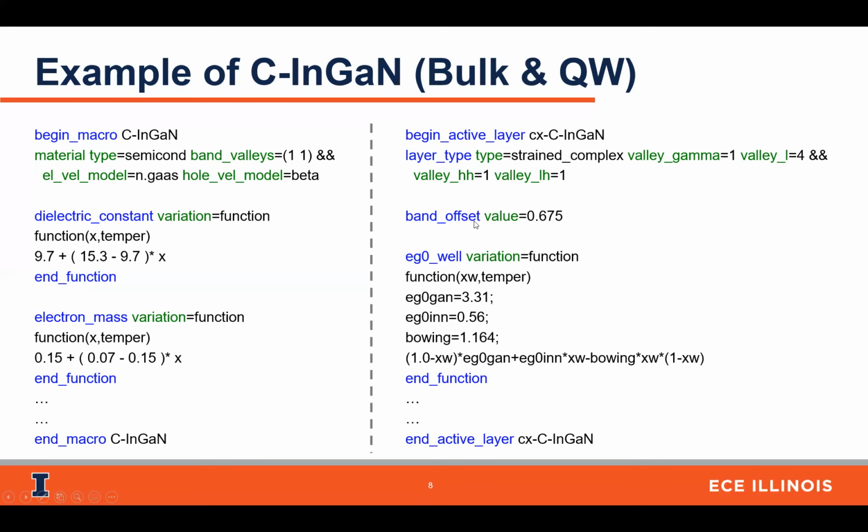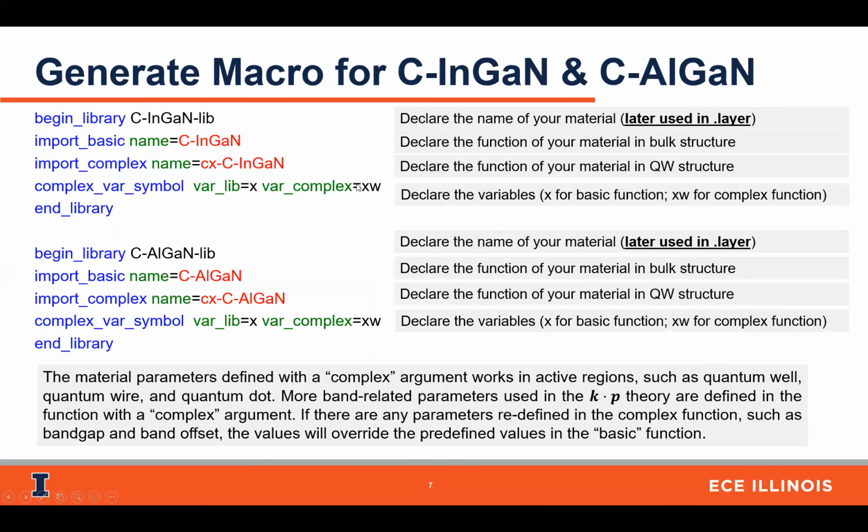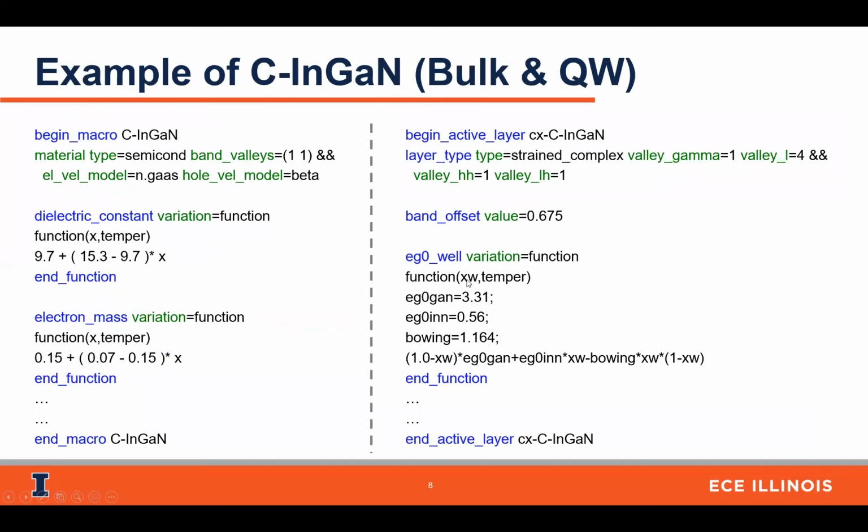If you want to learn more about how they implement the band offset model, you need to look up their manual. And then here, EG0 well, this is just an example. This shows the band gap at 0 Kelvin inside the quantum well. This is defined as a function, and this function depends on two variables. The first one is the mole fraction. You see that this is XW. XW is different from the x defined on the left-hand side, because we have XW defined as the complex variable symbol. So you are going to use XW in this case. We also have temperature, but we are not considering any temperature effects in this block.